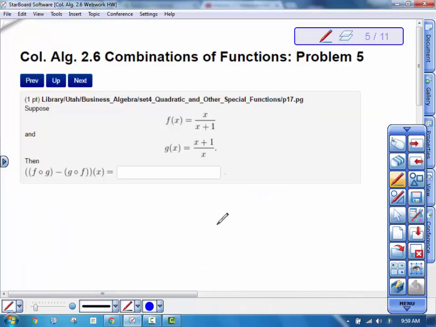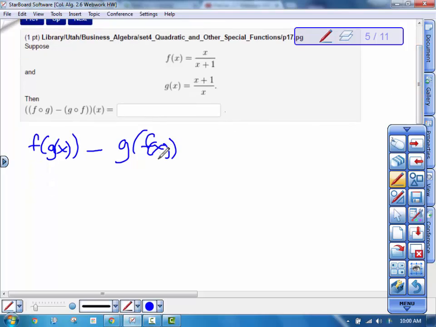Okay, the next problem then wants us to do the composition f of g of x, and then subtract that from the composition g of f of x. Like I said, I like writing it like this. I think it's easier. So I'm going to take g of x and stick it into f, there's another really tough one. So I'm going to put g of x in parentheses, and I'm going to plug it in to f, so it goes in right there.